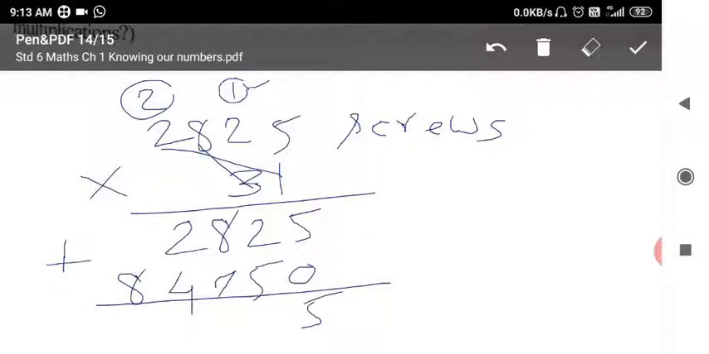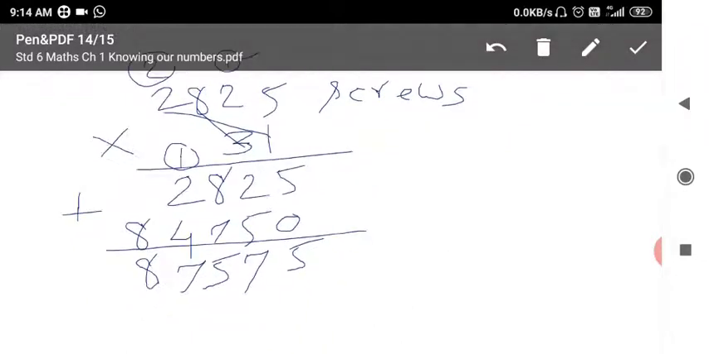5 plus 0 is 5, 2 plus 5 means 7, 8 plus 7 means 15. So 1 carry forward here. 1 plus 2 is 3, 3 plus 4 is 7, and then comes 8 as it is. So we get the 5-digit number. According to the place value we have to manage here. So we will put the comma after 87. So we will get here 87,575.